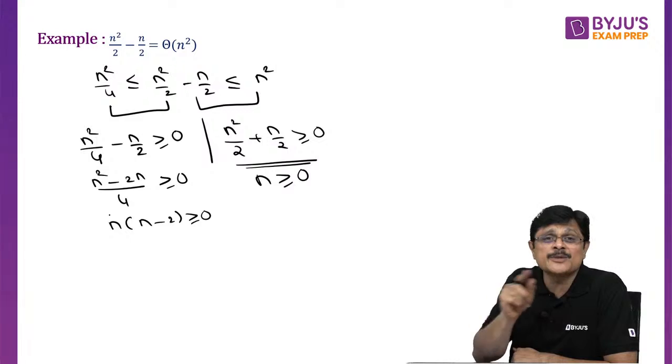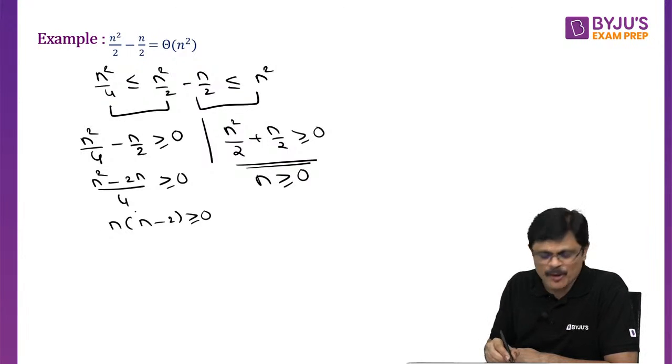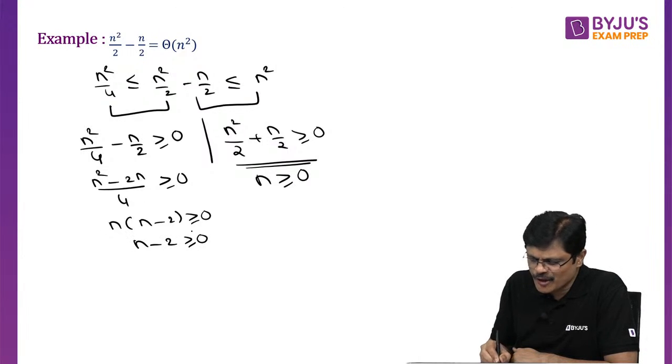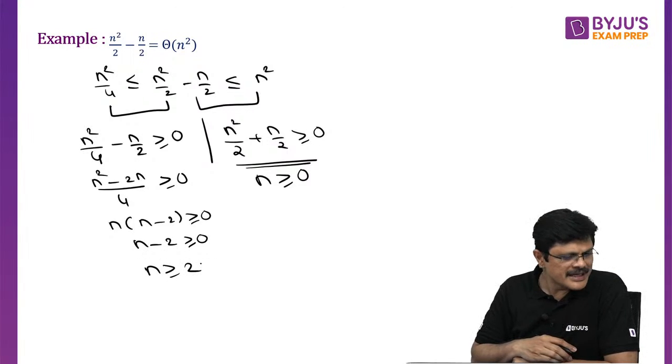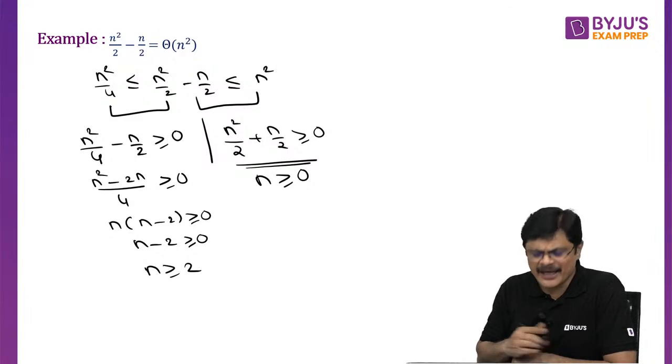Product is positive means both must be positive. Because n is positive, n minus 2 must be greater than or equal to 0, therefore n greater than or equal to 2, my dear friends. Is the idea clear? समझ में आया है?